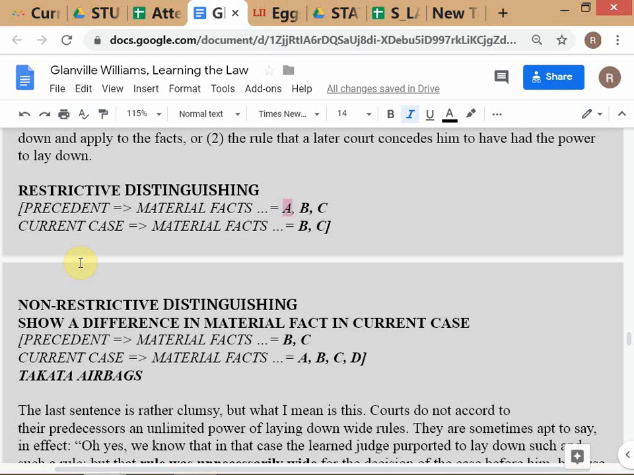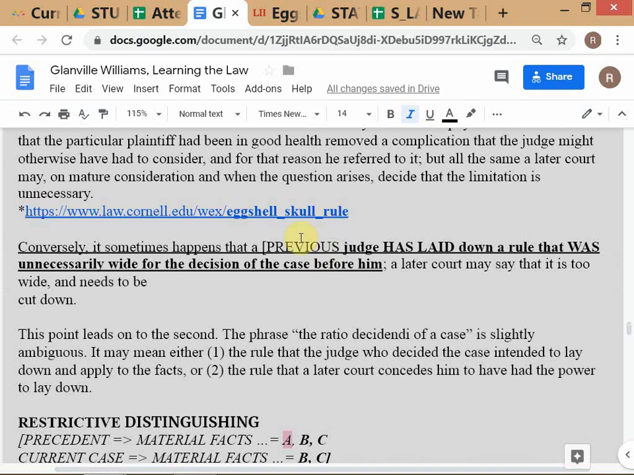Now in the next batch, the female students are arguing before the NUS judge that the previous ruling from last year should not be applied in our case because that ruling is too wide. What is meant by too wide? As you can see, restrictive distinguishing is about a rule that is more than necessary.